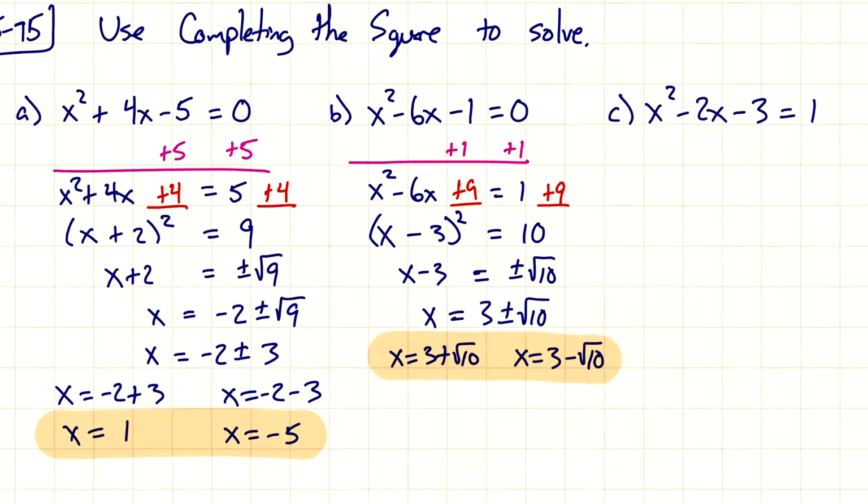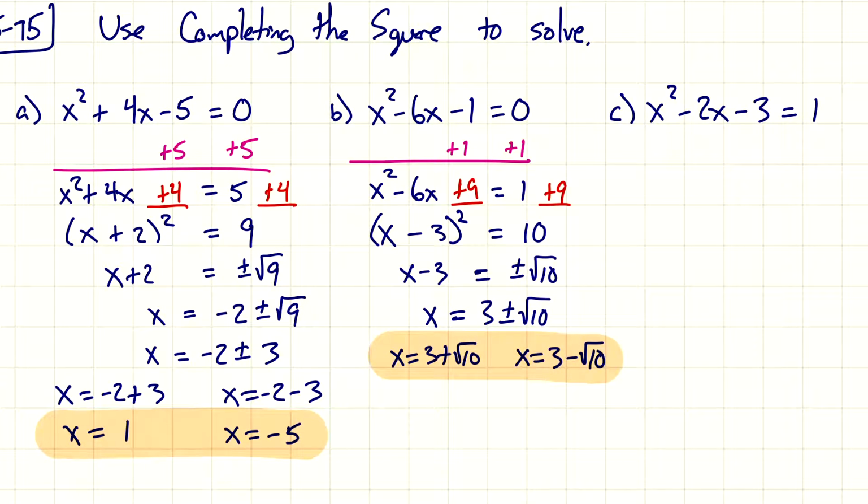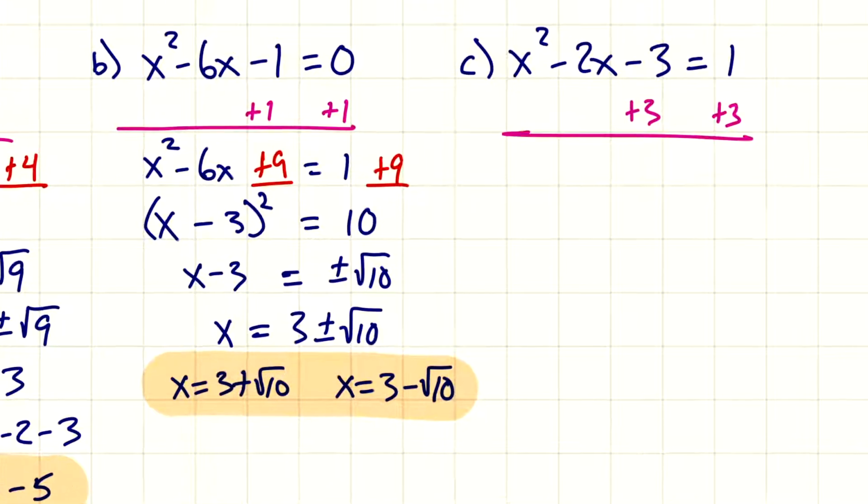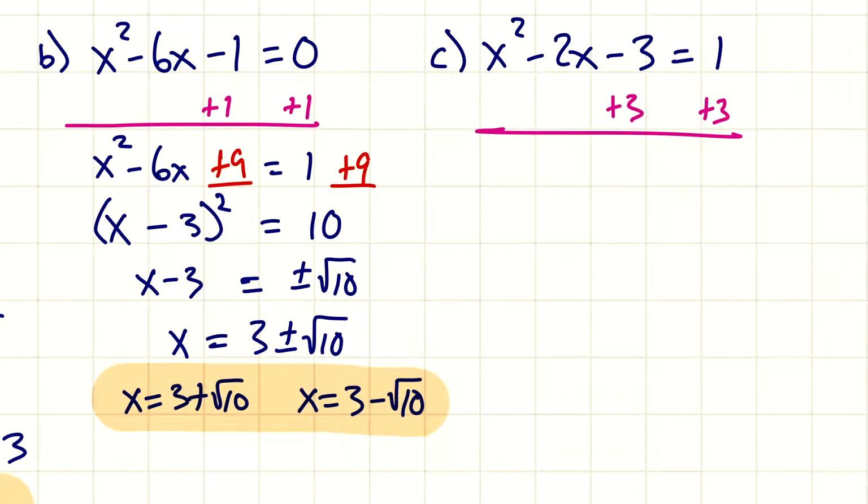All right, and then the last one, you'll notice all those were set equal to 0. Parts A and B, you'll notice those equations are set equal to 0. On C, you'll notice it's set equal to 1, which doesn't change anything about what we're doing. So the first steps are still going to be the same. I'm still going to add 3 to both sides. Here, I'll zoom into these two. And we're going to simplify that. X squared minus 2x equals 4.